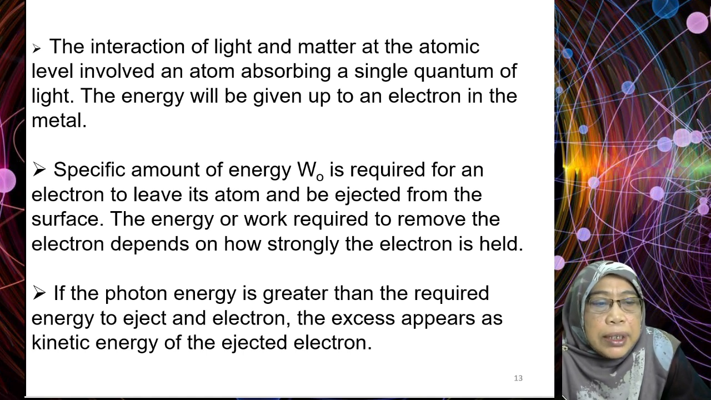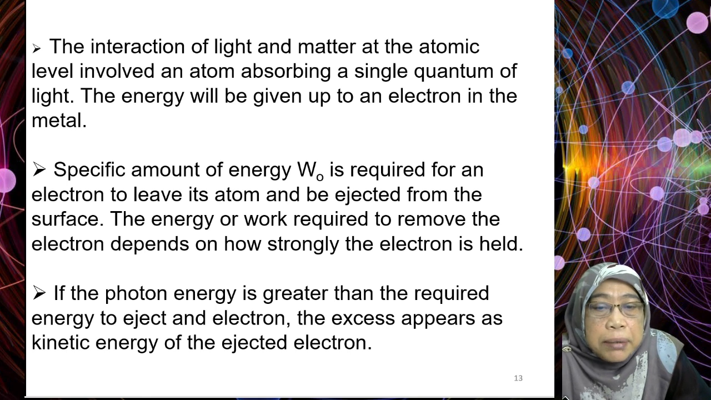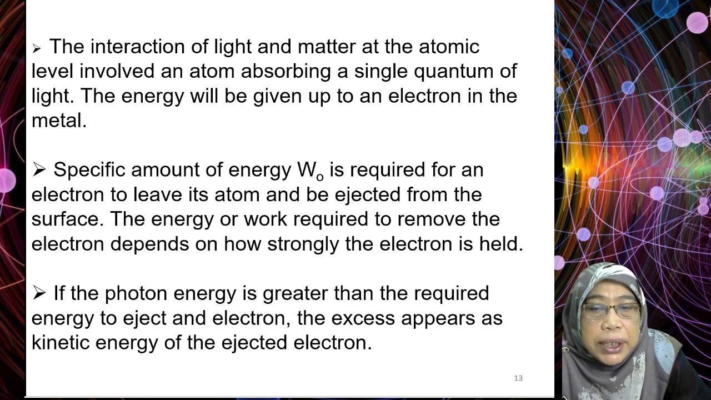So when light shines on the metal target, the energy should be given to the work function first before we can have the maximum kinetic energy. If the photon energy is greater than the required energy to eject the electron, then the excess appears as kinetic energy of the ejected electron. So energy will be given to the work function first. Then the balance, or the remaining energy, will be given to the kinetic energy.